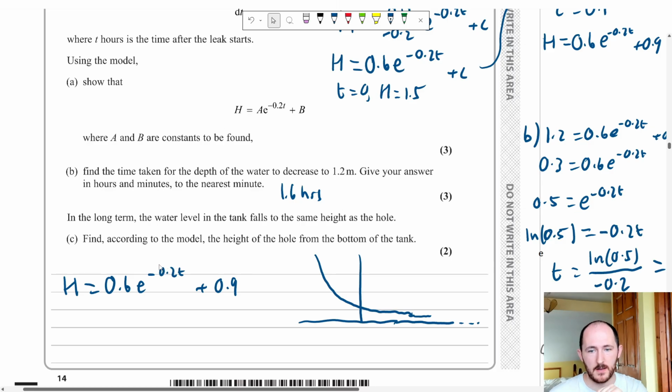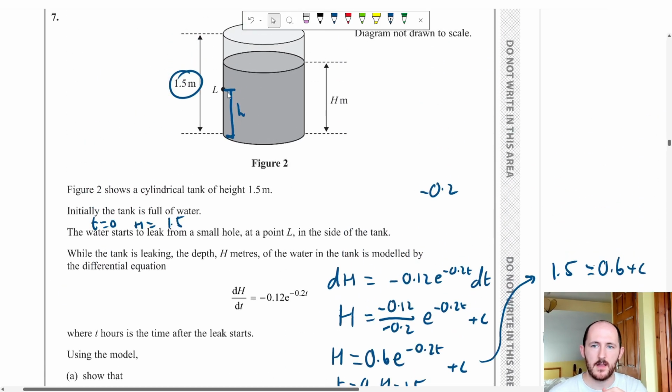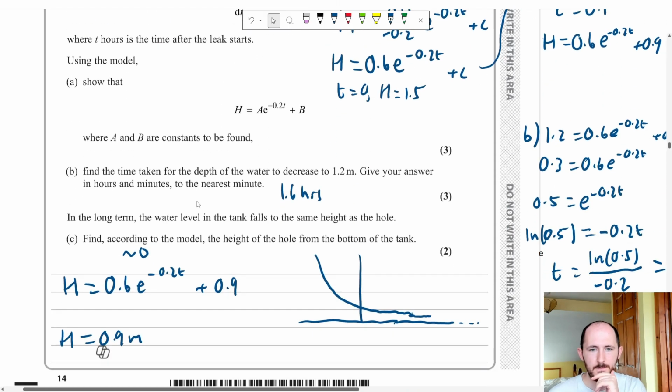So in the long term, this first part of the equation is going to become really, really small. In fact, it's going to be approximately 0. It's going to be 0.000000000 going on forever. Which means the height in the long term is going to be 0.9 meters, which is the height of L. Because remember, it's not going to drop below L, because if the hole is there, what's going to cause it to leak beyond that point, right?